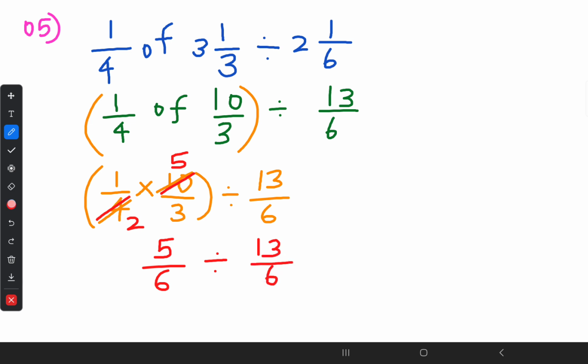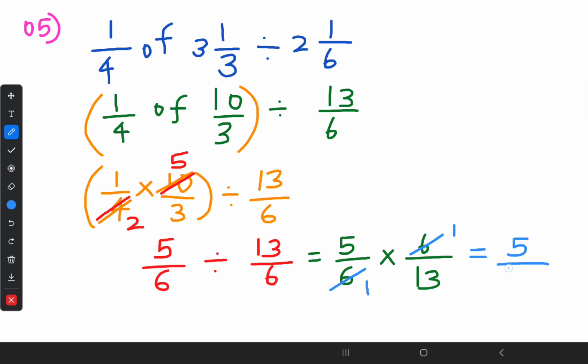Here we have only one operation left, so we can do that one. Division should be converted to multiplication. Its reciprocal would be 6 upon 13. Here we can simplify 6 and 6 one time. Then finally 5 ones are 5, 1 13 is 13. This is the way you should do.